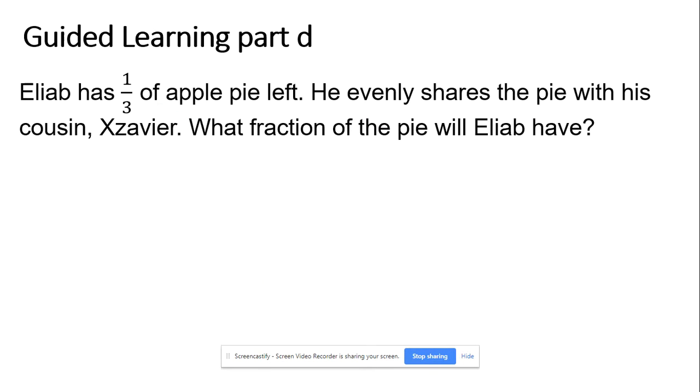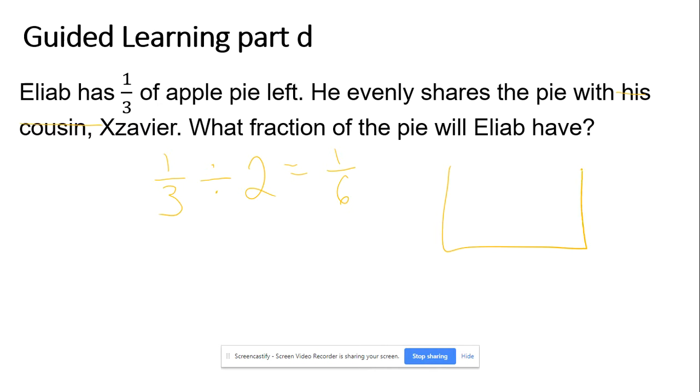Eliab has 1/3 of an apple pie left. He evenly shares the pie with his cousin, not his cousin Xavier, sorry, I changed it for your name, but with Xavier. What fraction of the pie will Eliab have? So Eliab has 1/3 of the pie. He's evenly sharing it, so we're dividing between one other person, so himself and Xavier, you. So we're dividing by 2. So if our trick was right, our answer should be 1/6. 3 times 2 is 6, and our numerator is 1.